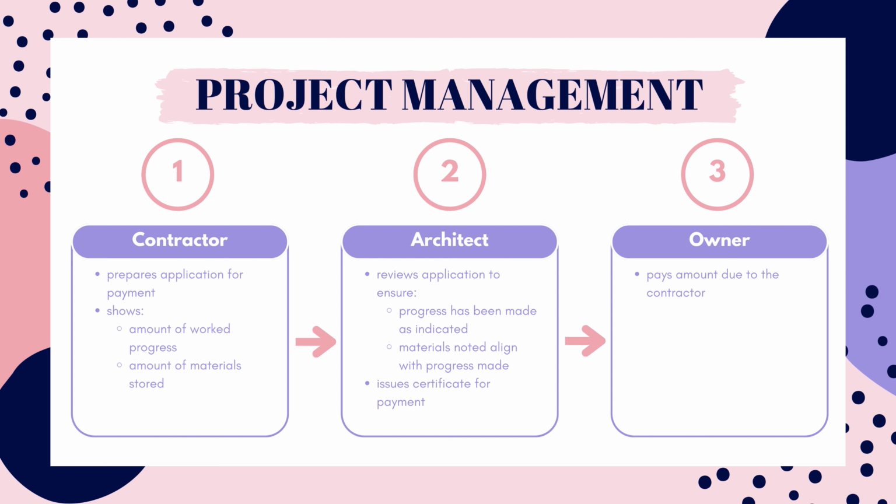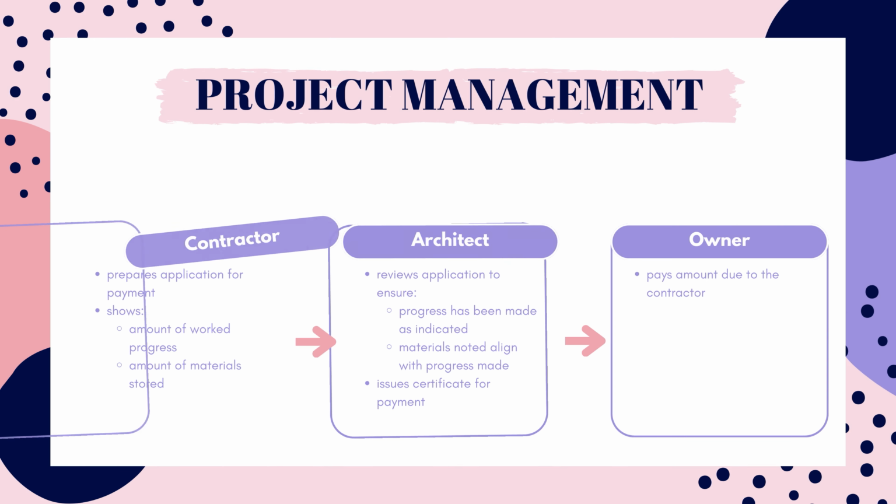This does not mean the architect has made exhaustive site visits, reviewed means or methods, reviewed receipts from contractors, or looked into how the previous payment was used. By certifying the application for payment, the architect is saying that, to the best of their knowledge, the work has progressed as indicated and is in accordance to the contract documents. Once the architect issues the certificate for payment, the owner pays the contractor.